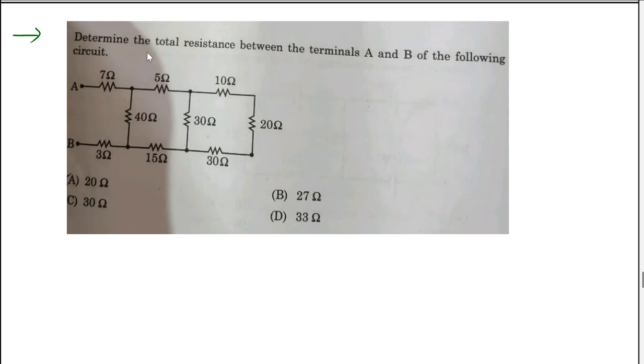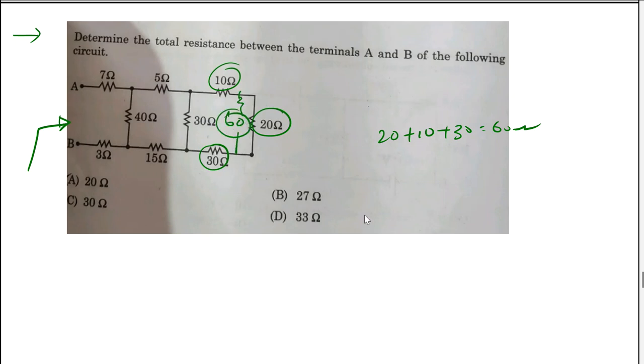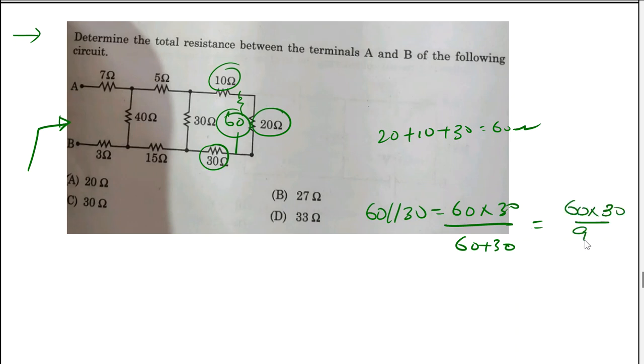Determine the total resistance between the terminals A and B of the following circuit. First of all, going from this side is wrong, so we'll go from the left side. So 20, 10 and 30. What's the combination? 20 plus 10 plus 30 is going to be 60 ohms. Next, 60 is in parallel with what? 30. So 60 in parallel with 30 means 60 into 30 divided by 60 plus 30. So simply 60 into 30 by 90.